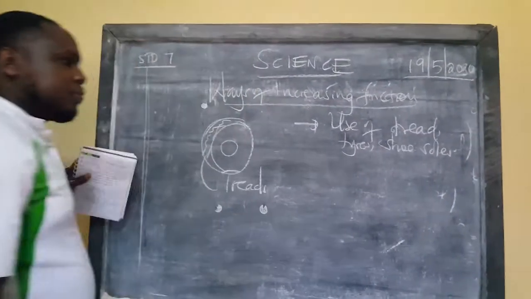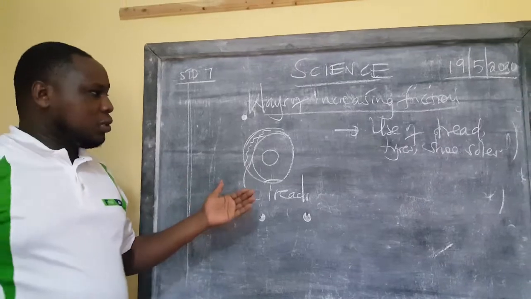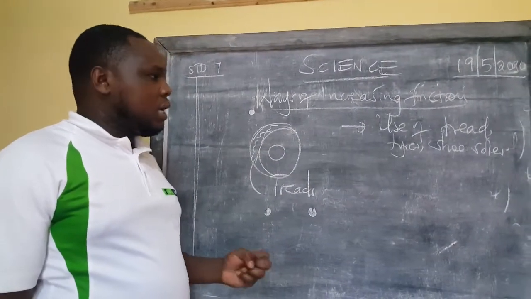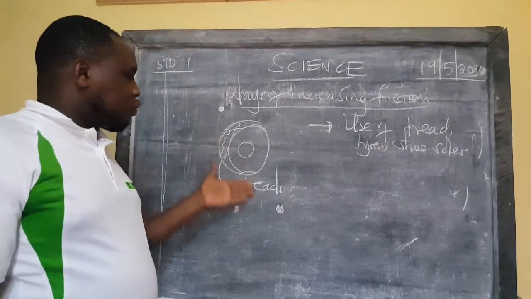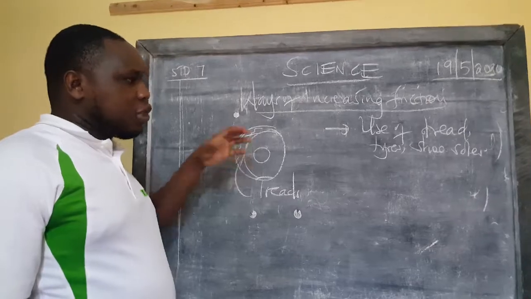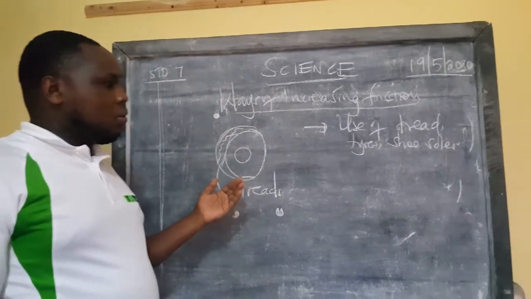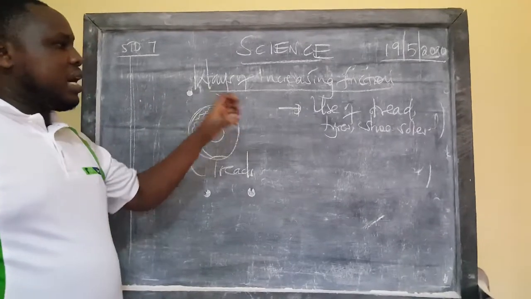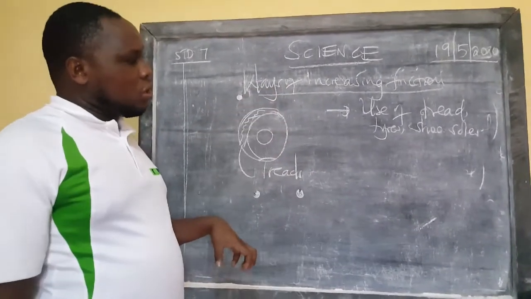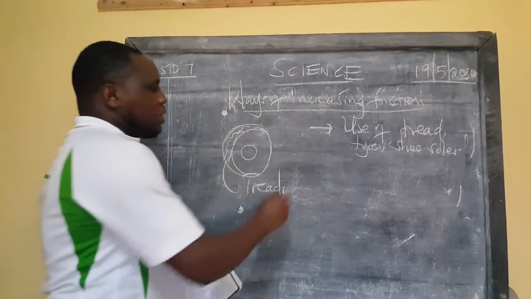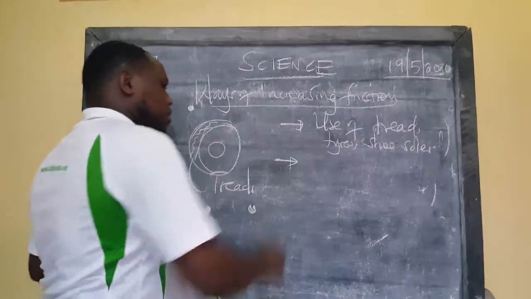So if you want to have a grip of the ground, a smooth ground, you need to have treads on your shoe at the sole, or even the car. For it not to skid, it needs to have treads. So that's one way to enhance grip on the road. One way of increasing friction is by use of treads, which are found in car tires or even shoes.